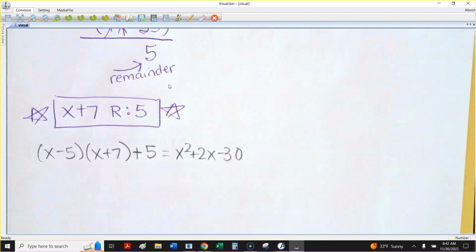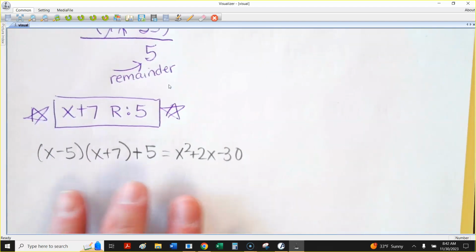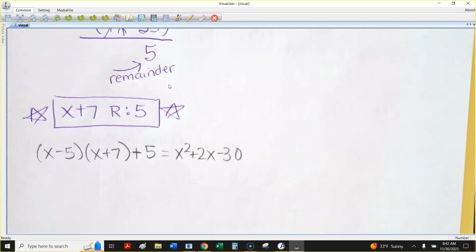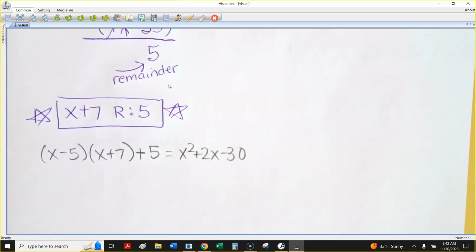My answer to the question would just be the x plus 7 with a remainder of 5, but this under here, that's what that means. They don't divide in evenly because I had a remainder. I'd have to add 5 to that. Is anybody having a question?